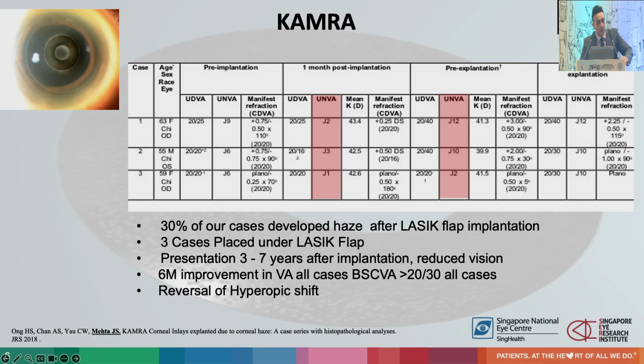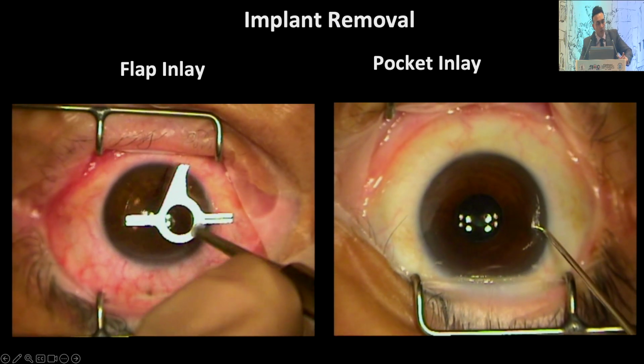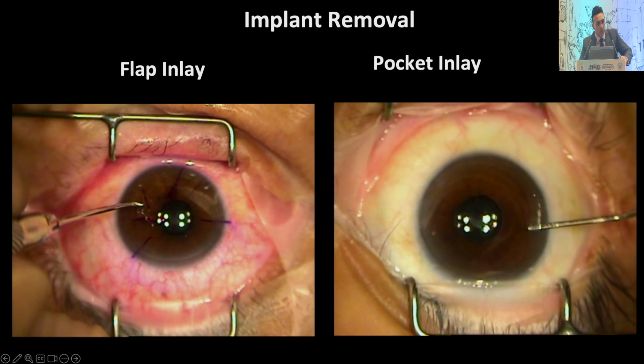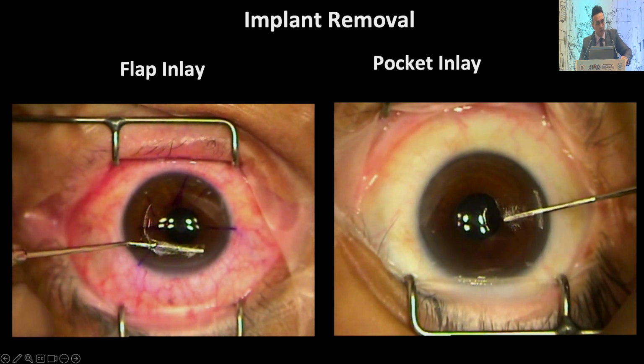3 of these cases were placed under a LASIK flap, and we noticed that they occurred between 3 to 7 years after the initial implantation. 6 months afterwards, after removal, there was some improvement in the visual acuity and some reversal of the hyperopic shift. The 2 groups of patients that I came across were really patients who had these under a flap device or under a pocket insertion, as you can see on the left-hand side.